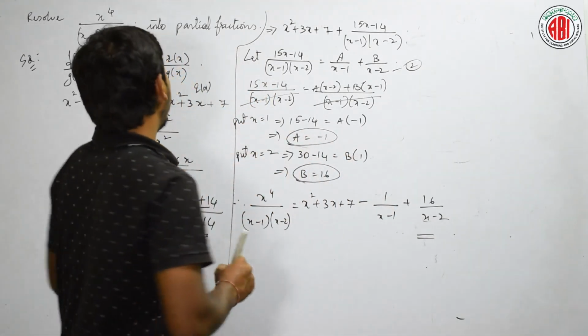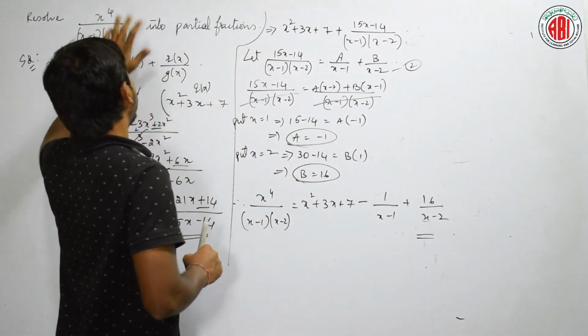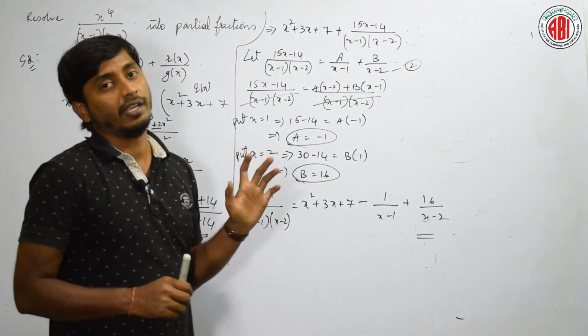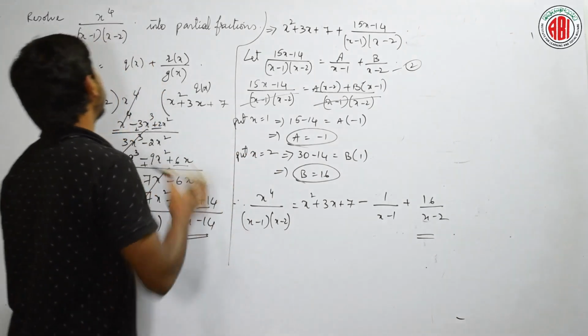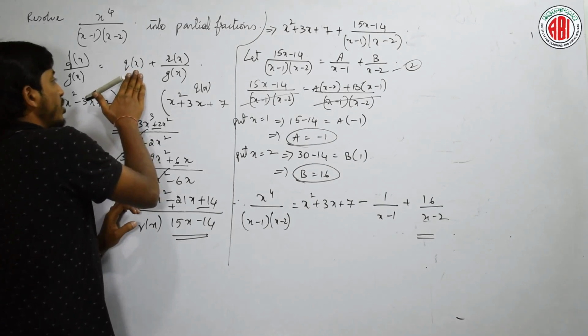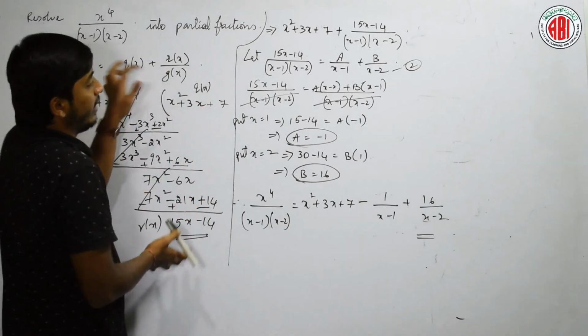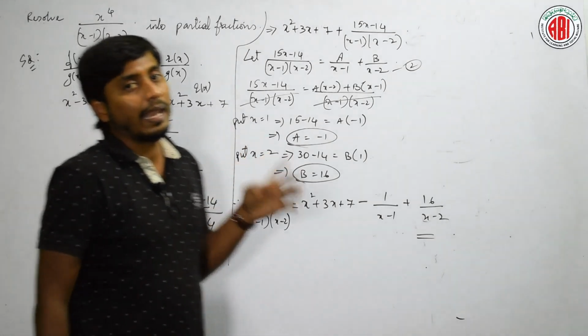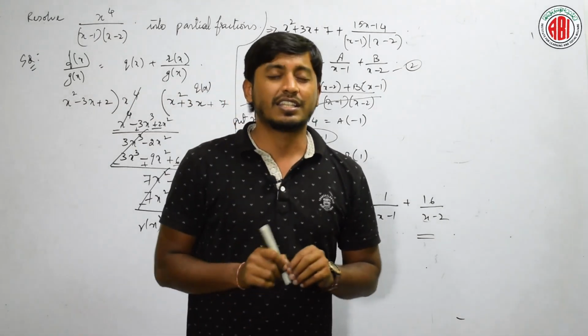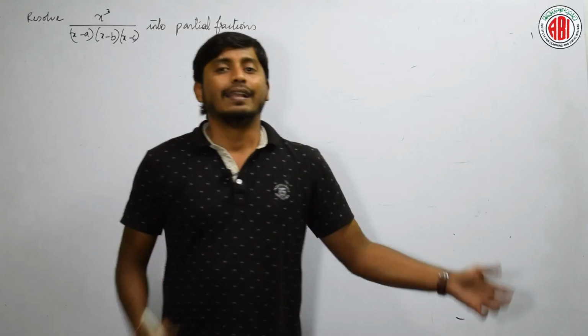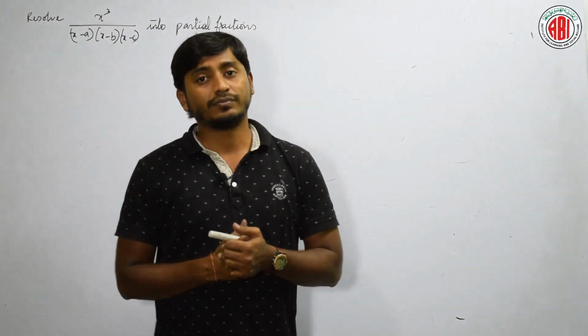This is in the form where the numerator's degree is more than the denominator's degree. Then we have to write it as f of x by g of x, quotient plus remainder by g of x. In order to do that, we have to divide the polynomial. Clear? Shall we move on to the next problem? Yes, do. Look at the next question here.